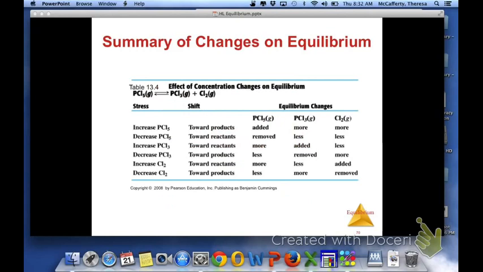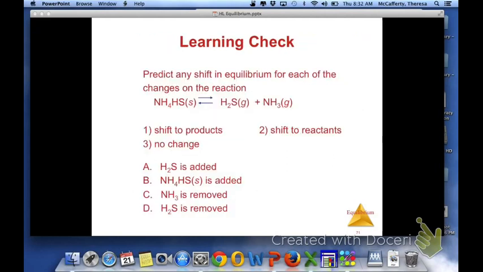So let's look at a summary of the changes. This table is pretty good. Hopefully you can logically figure out which way the equilibrium is going to shift as opposed to memorizing a table. Okay. So let's look at predicting any shift in the equilibrium for each of the changes in this reaction. Pause. Come up with the answers for A, B, C, and D, and then I'll come back with the answers written on the slide.